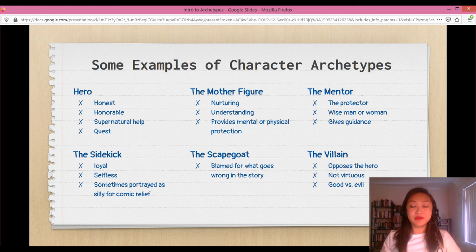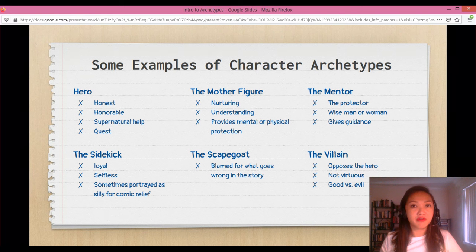Here are some examples of other character archetypes. We have what I mentioned, the hero. We have the mother figure, someone who is nurturing, understanding, someone who provides mental or physical protection. We have the mentor, who is usually the protector, could be a wise man or woman who gives guidance.